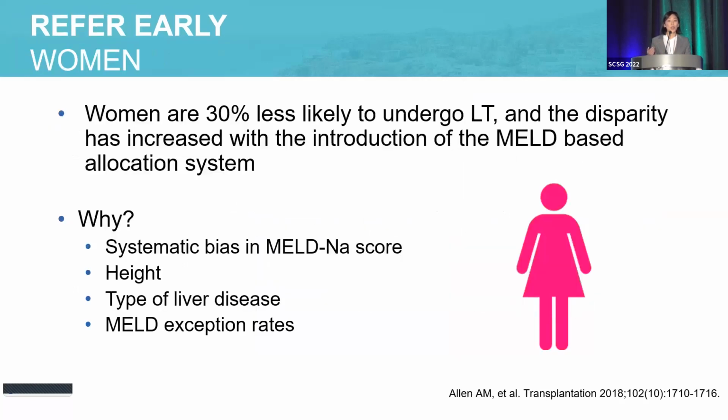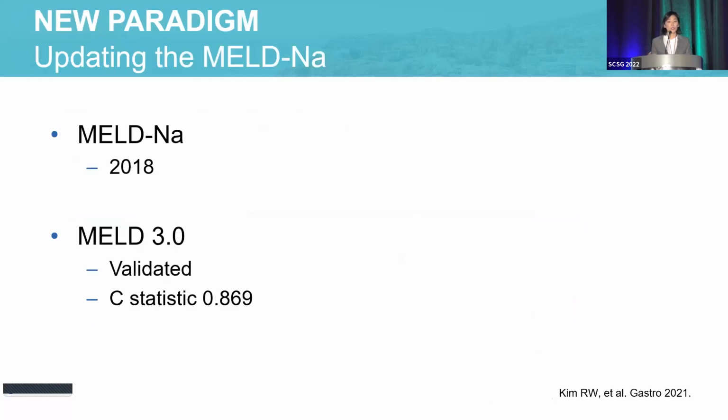How about women? Women are 30% less likely to undergo transplant, and that disparity has increased with the introduction of the MELD in 2002 and MELD sodium in 2018. This is related to size and muscle mass, which correlates to decreased creatinines compared to men. Women tend to have cholestatic or autoimmune diseases, and even with the HCC MELD exception, they have decreased rates of receiving MELD exception, so they're at a disadvantage. So this is a population that you should really consider referring early to transplantation.